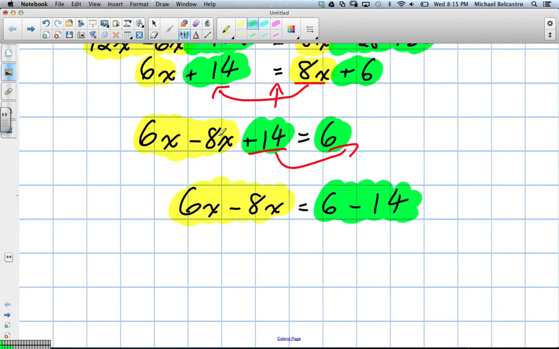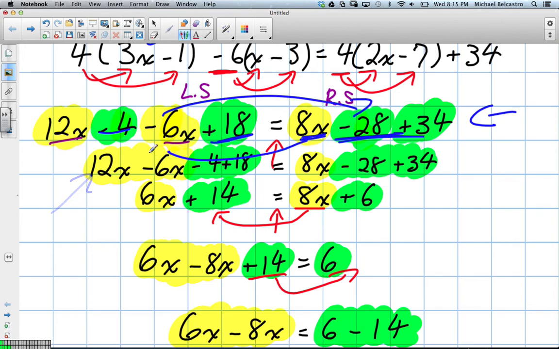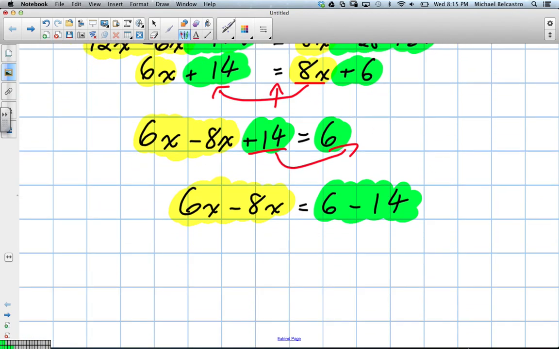Now, side note, we did an extra step in here, right? I collected them, and then I did this. I could have, right from here, moved all of the green ones to one side and all of the yellow to the other and just collected all once. It's up to you, whatever you feel more comfortable with. Now that we have this, what is 6x minus 8x? Not negative 1, negative 2x. What will 6 minus 14 be? Negative 8. That's it.